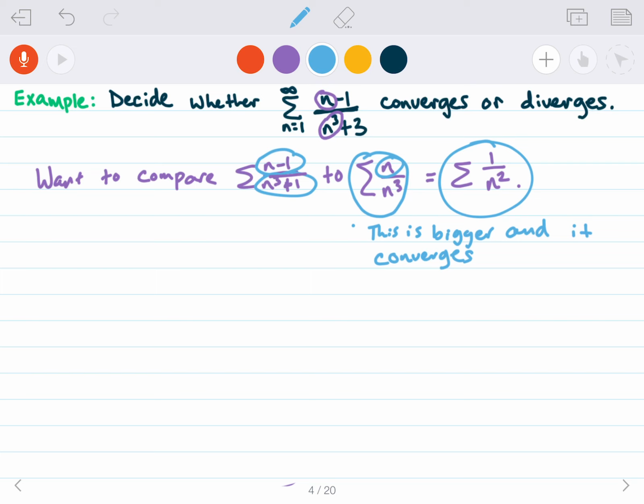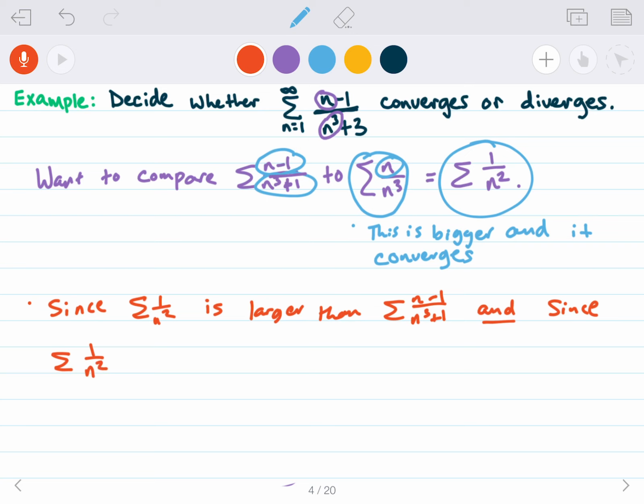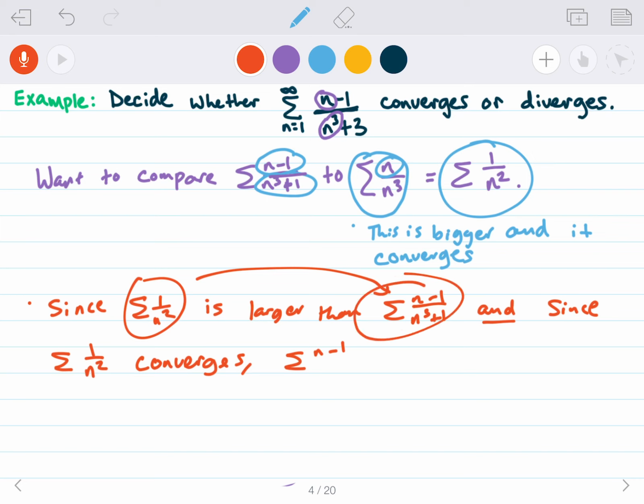And what we can say at this point is, I like to write it out in words. Let me tilt my microphone over here. So what we can say is, since the sum of 1 over n squared is larger than the sum we were considering to begin with, and since 1 over n squared, the sum converges, well, it follows that since this guy is bigger than this guy and it converges to some finite number, then this guy must converge to some finite number, right? It couldn't possibly diverge off to infinity since something that's bigger than it converges. Okay?